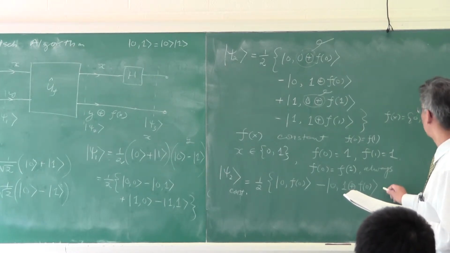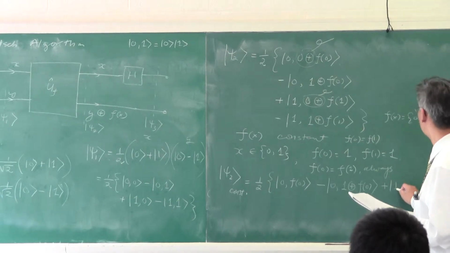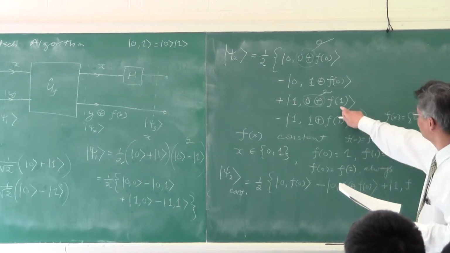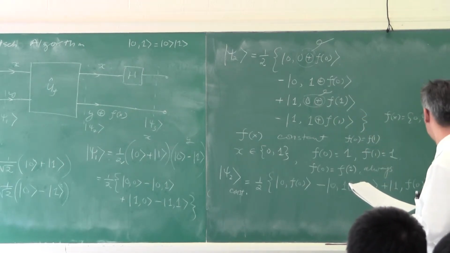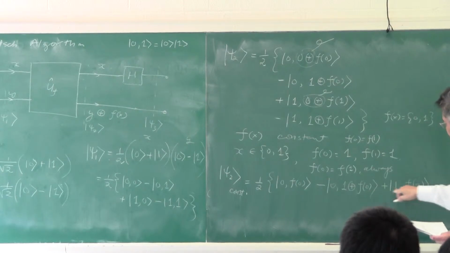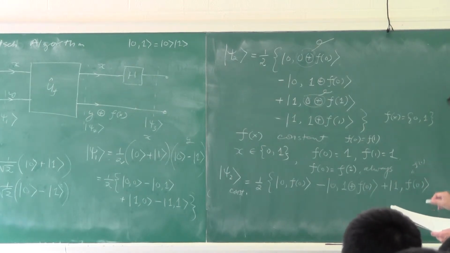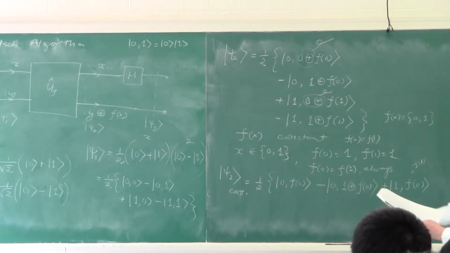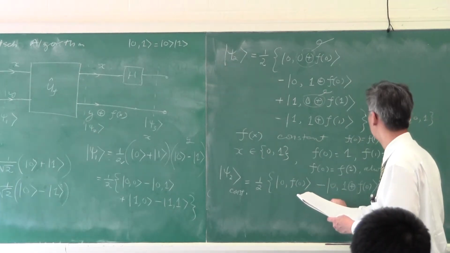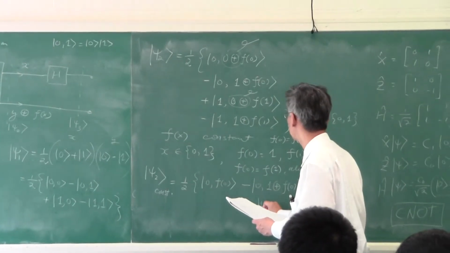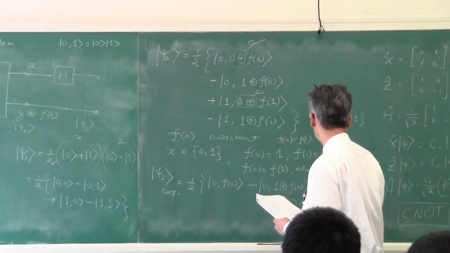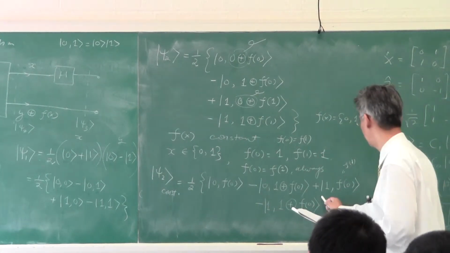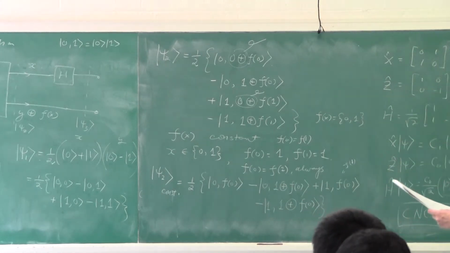And then the third term is 1 f of 1, but f of 1 is the same as f of 0. So I can put this as f of 0, because it's a constant function, it always follows the values of the other argument. That's what the constant function means. And then the last term, I can also write this as f of 0 minus 1 plus f of 0. I can write everything in terms of f of 0.